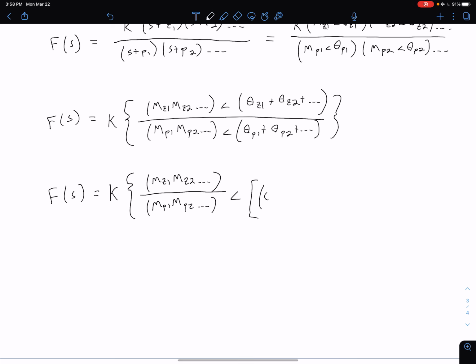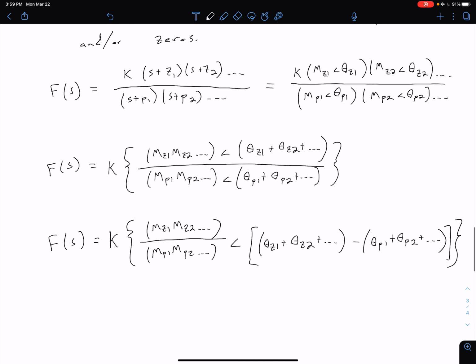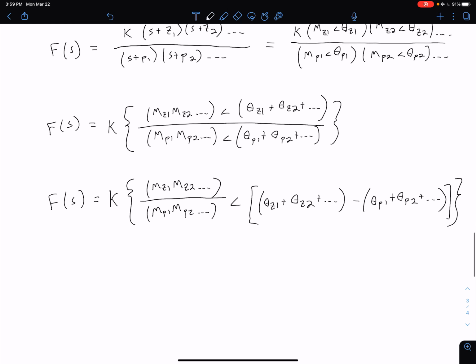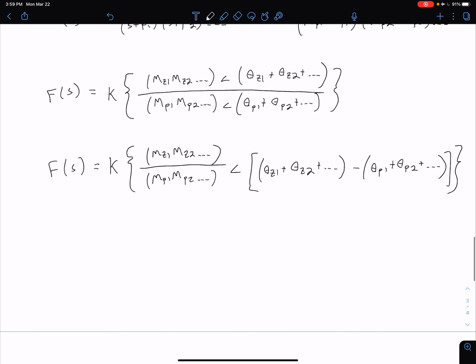So we have theta z1 plus theta z2, so on and so forth, minus the sum of our pole angles, theta p1 plus theta p2, so on and so forth. And then let's close all of our brackets there. And if anybody has any questions about some of the stuff I'm glossing over with our complex numbers, feel free to let me know. Ultimately, we're not going to have to worry about this too much. But again, if you have questions, definitely let me know.